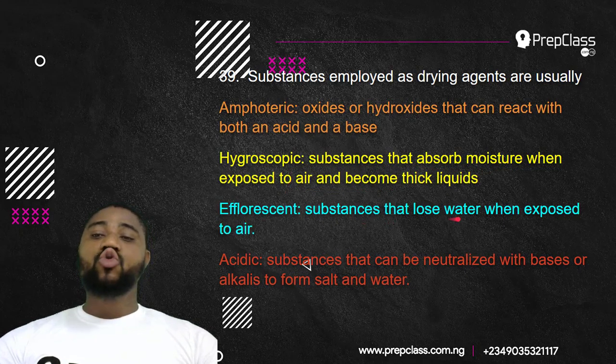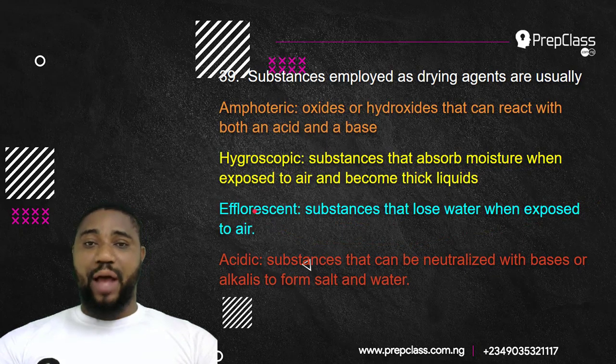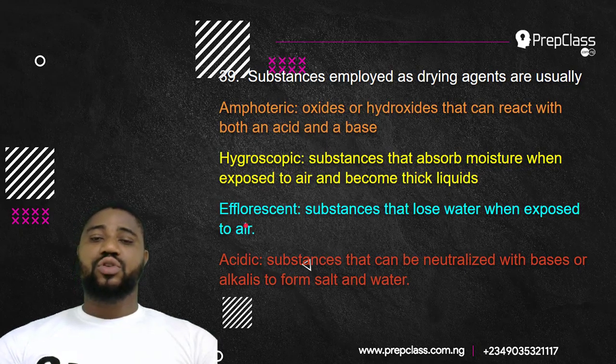Efflorescents are substances that lose water when you expose them to air. A very good example is washing soda. If you expose washing soda to air, it is going to lose 9 out of its 10 molecules of water of crystallization. So these are the ones that lose water on exposure, called efflorescence. Acidic, you know what acidic are? Substances that can be neutralized with bases or alkalis to form salt and water.